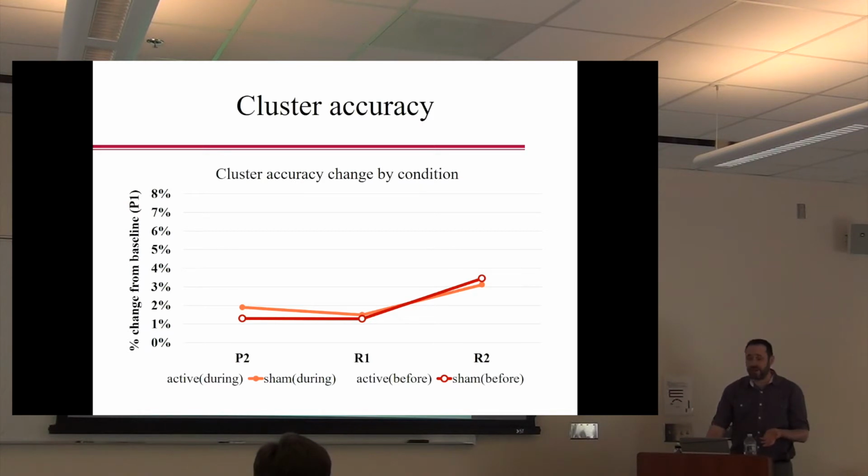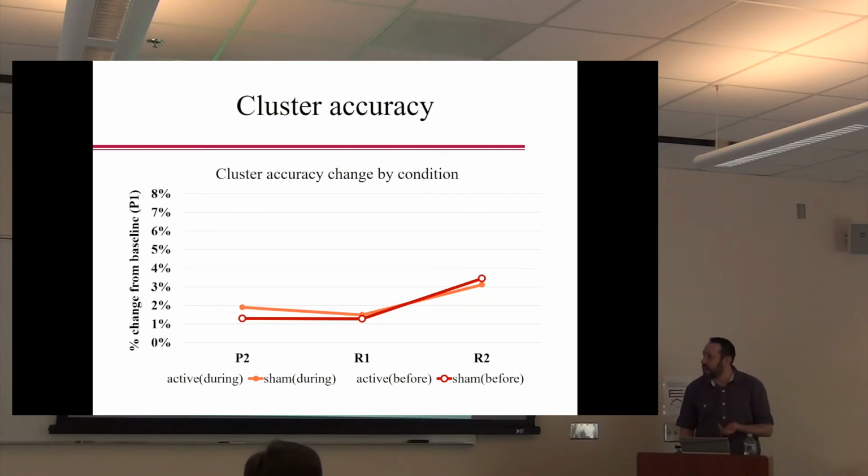And now I've added on sham during the task. The model showed that those are actually significant improvements relative to P1. So even though they're not huge, those are significant improvements. Not between these two conditions, but the difference between where they were at baseline and at these times are improvements. So everybody is improving at least to some degree. And the two shams, at least for cluster accuracy, look pretty identical.